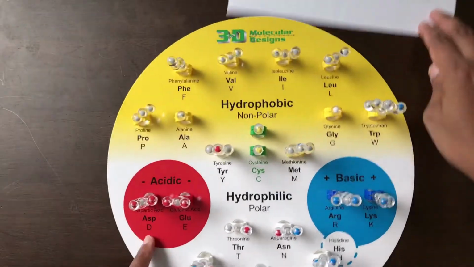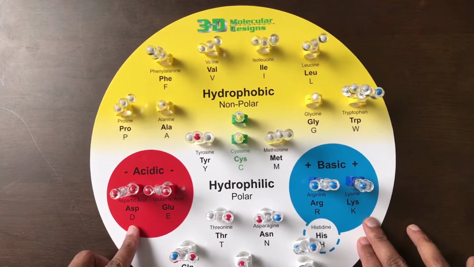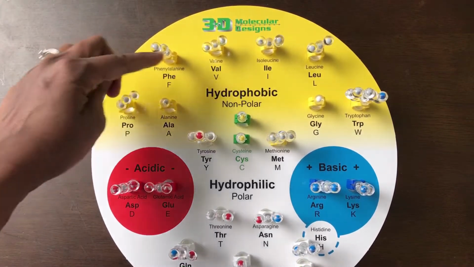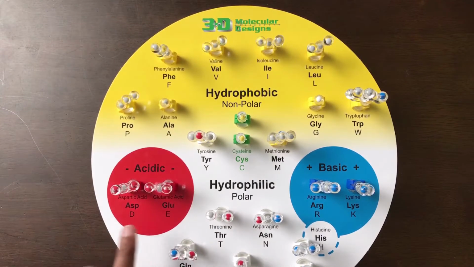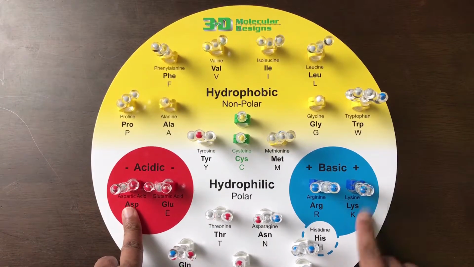Now this model here shows the different side chains of amino acids. Some are hydrophobic, that is, they hate water. Then hydrophilic ones, the ones here in the white side of the chart, they like water. And some are charged. Some are negatively charged, the acidic ones, and some are basic, or positively charged.